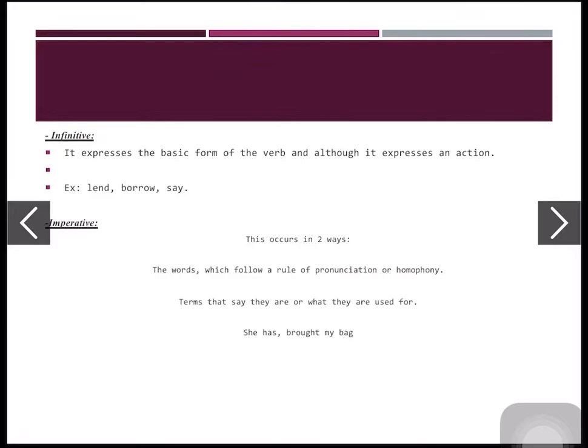We have the imperative. This occurs in two ways. The words which follow a rule of pronunciation of homophony, terms that say they are what they are used for, like she has brought my bag, she has been listening to music. So we have the indicative. This indicates the action which the subject does, did, or will do.